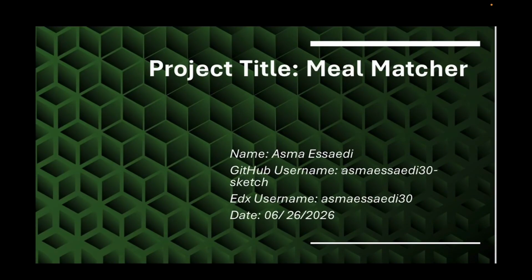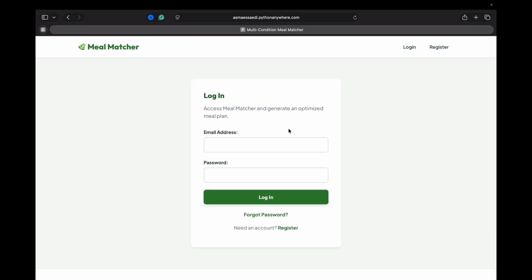Here is my GitHub username, my edX username, today's date, and my project title, which is Meal Matcher. Meal Matcher is a dietary planning application powered by artificial intelligence and evolutionary computation.